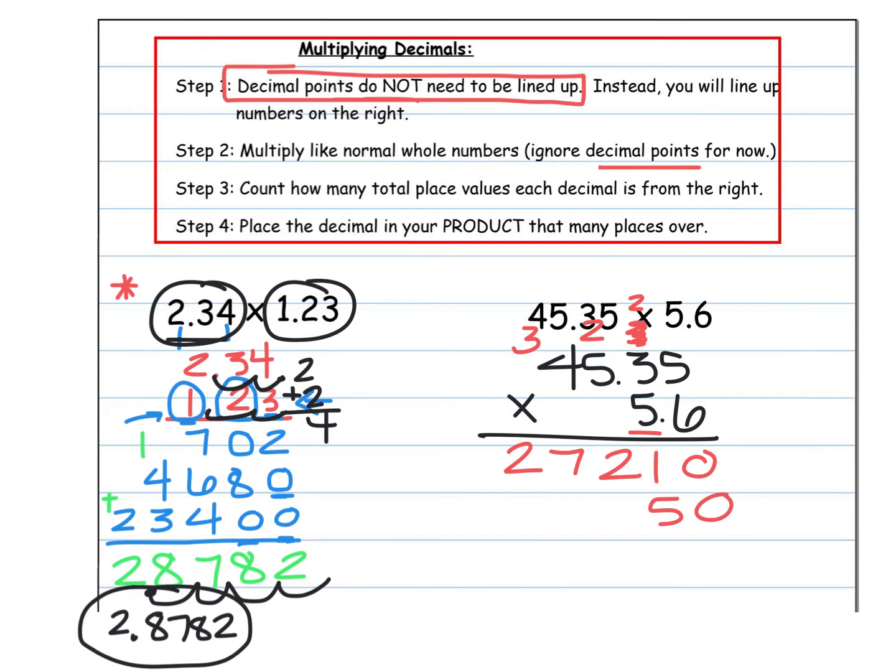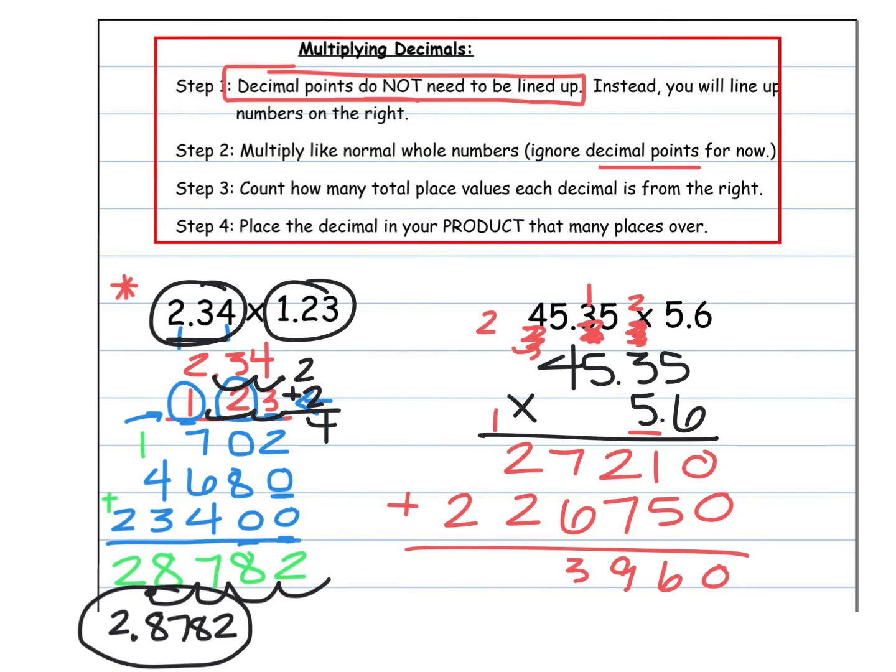Carry up that 2. 5 times 3 is 15 plus 2 is 17. 5 times 5 is 25 plus 1 is 26. And then 5 times 4 is 20 plus 2 is 22. Add them together. 0, 6, 9, 13, 5, and 2.